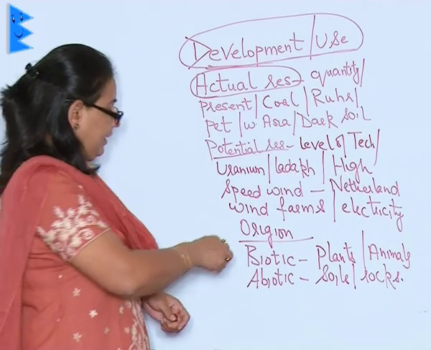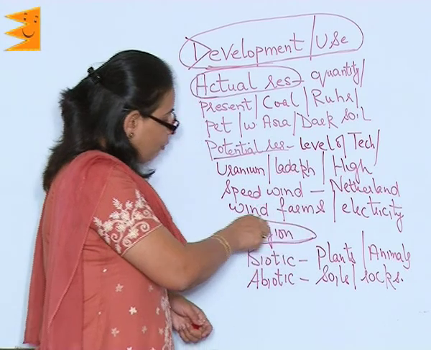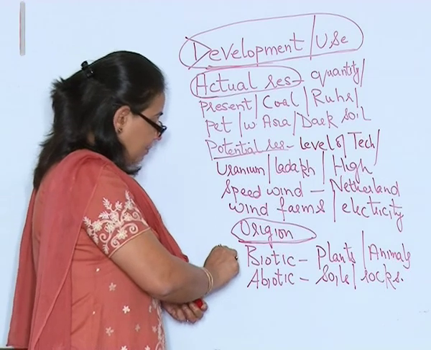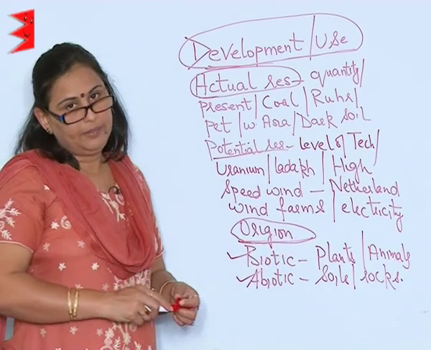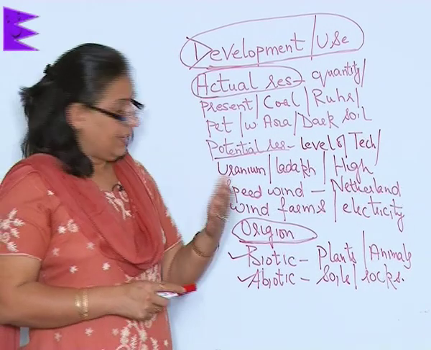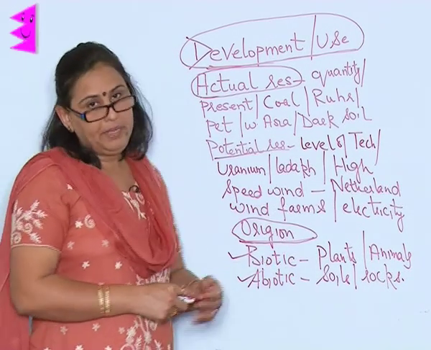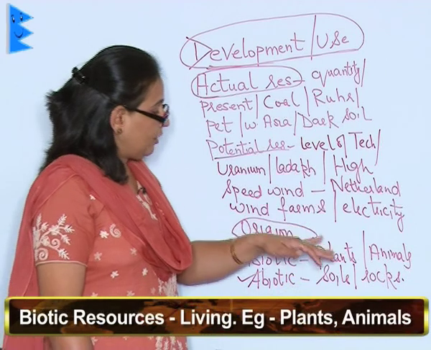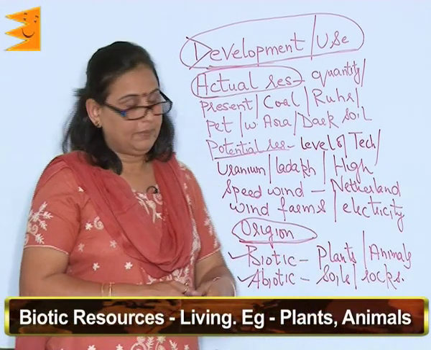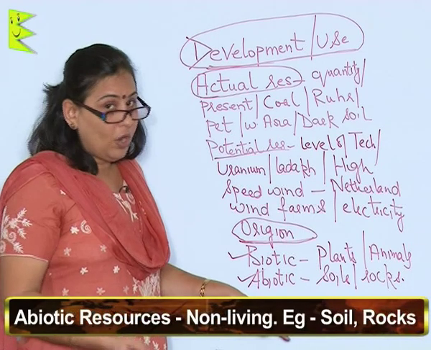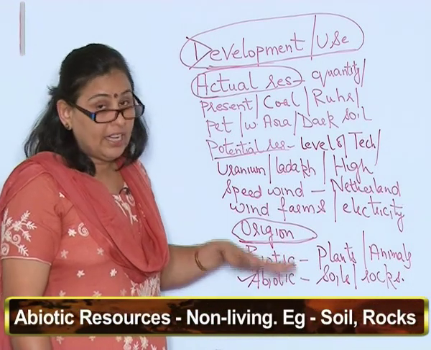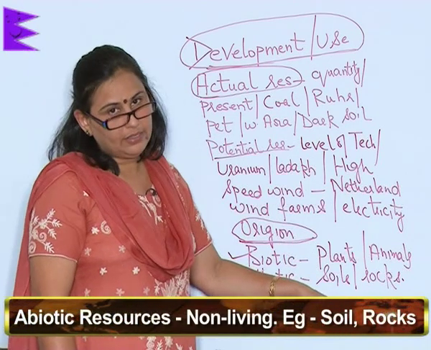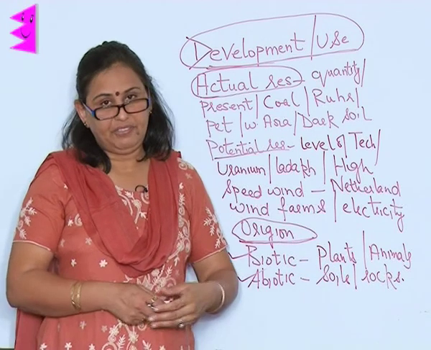If I have to divide the resources on the basis of origin, the way they are found, then I can categorize them into biotic and abiotic. Abiotic means which does not have life, and biotic means which has life. So, biotic, which has life, means resources like plants and animals. Abiotic means which does not have life. So, those are soils and rocks, and this is how the further classification goes on.